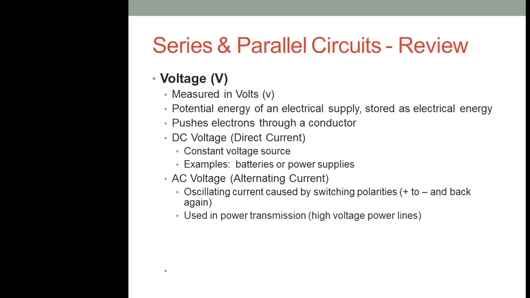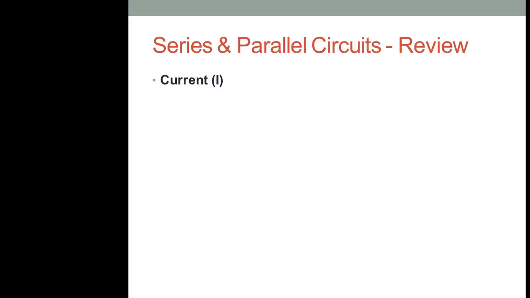And typically we see AC voltage used in power transmission, so high voltage power lines. And the reason they do that is because the power can move faster and they can move more power that way. And then our homes and our buildings are all fixed with AC voltage, and typically, as you saw when you measured it with the multimeter, it's about 120 volts that are coming into our homes and our buildings.